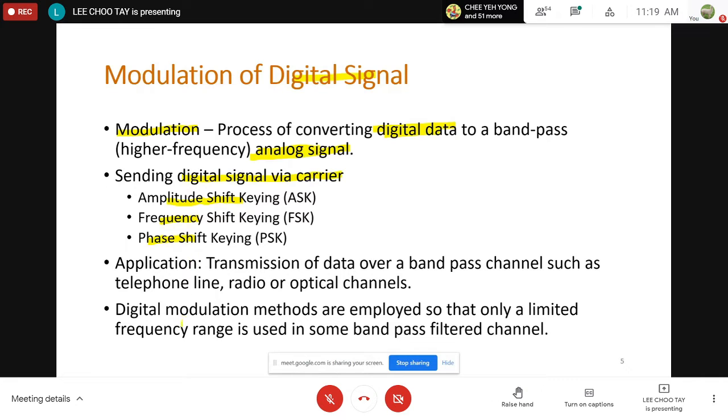The application of this modulation of digital signal is for us to transmit data over a bandpass channel, such as telephone lines. Basically, this telephone line we are referring to is optical fiber. This channel has a very wide bandwidth, so you can transmit your data at much higher speed. And also radio means free space over the radio spectrum, or optical channel, where again we're talking about optical fiber here.